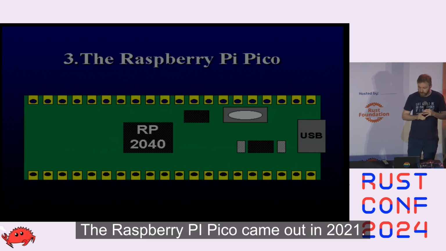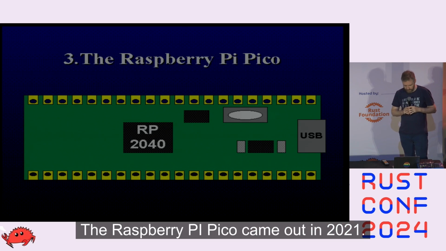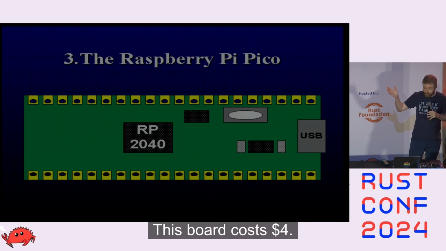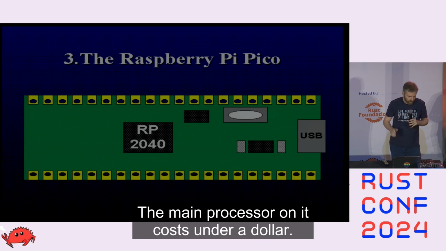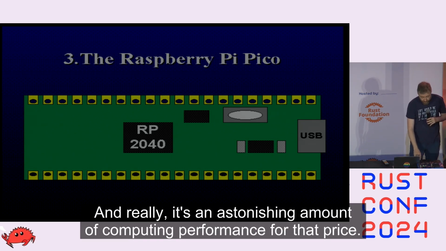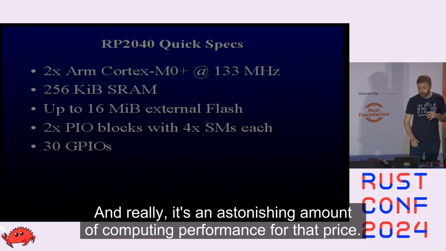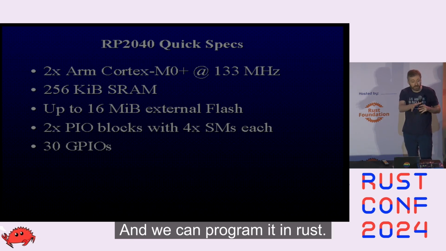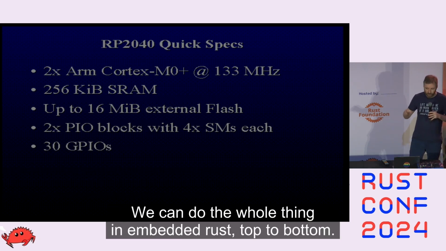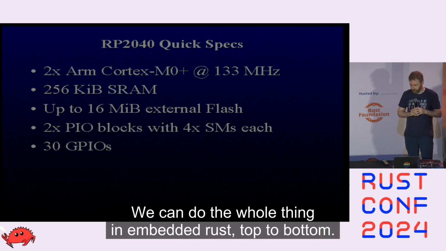So, the Raspberry Pi Pico came out in 2021. This board costs $4. The main processor on it costs under $1. You can get it for 75 cents. And really, it's an astonishing amount of computing performance for that price. And we can program it in Rust. We don't need any C code. We can do the whole thing in embedded Rust, top to bottom.